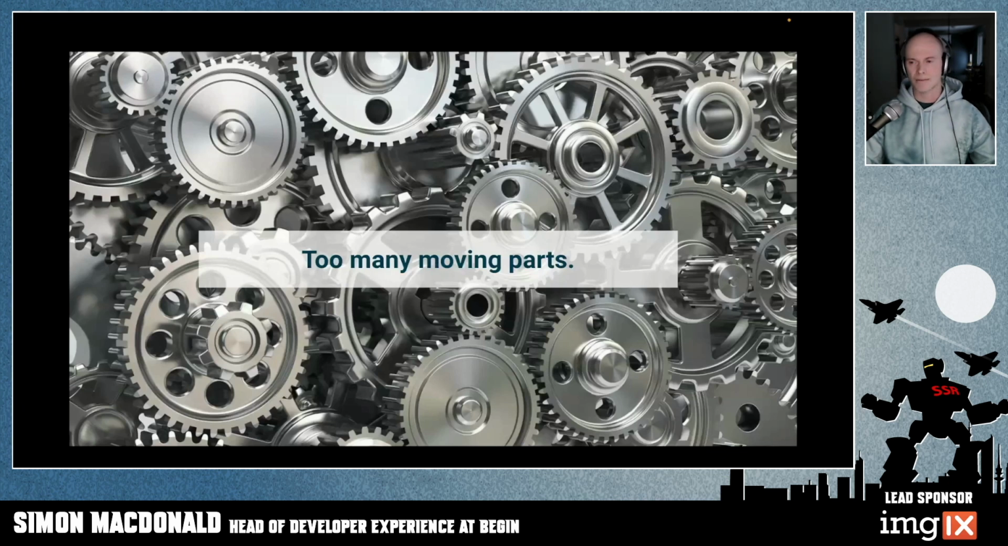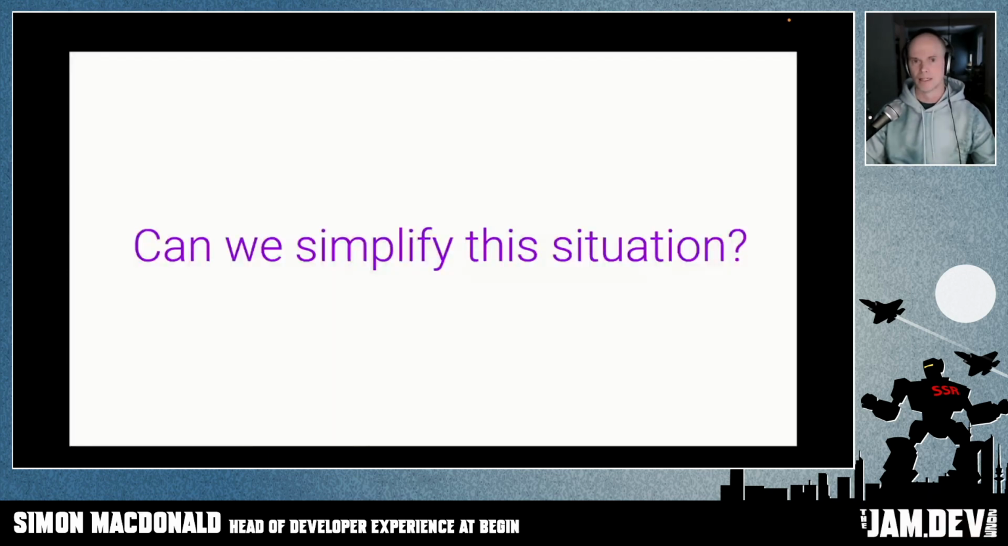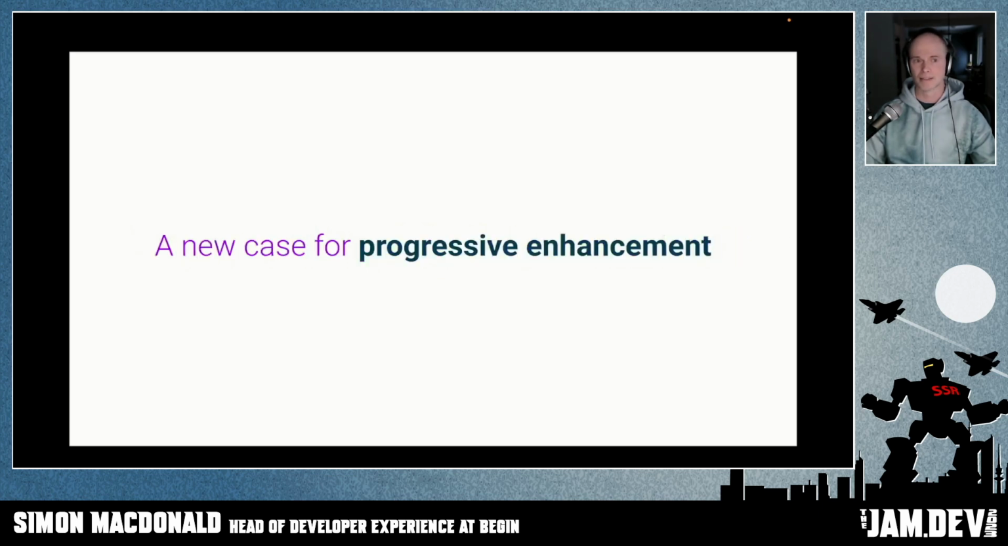I would argue that in today's modern JavaScript environment, we have way too many moving parts. What can we get rid of? Can we simplify this situation? What are the root causes of the complexity? How do we avoid this kind of stuff? And one of the ways that we can avoid this is by going back to the way web pages and websites were previously written. And we have a new case for progressive enhancement.